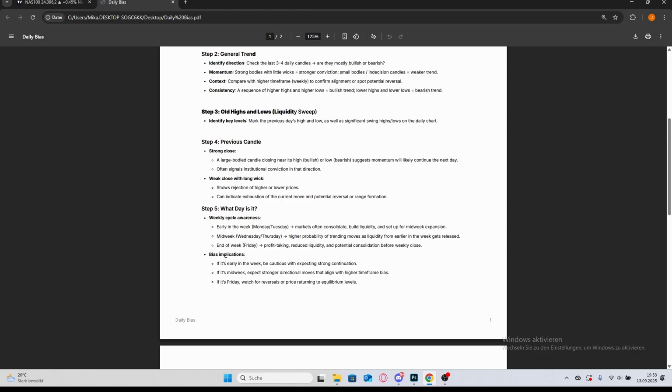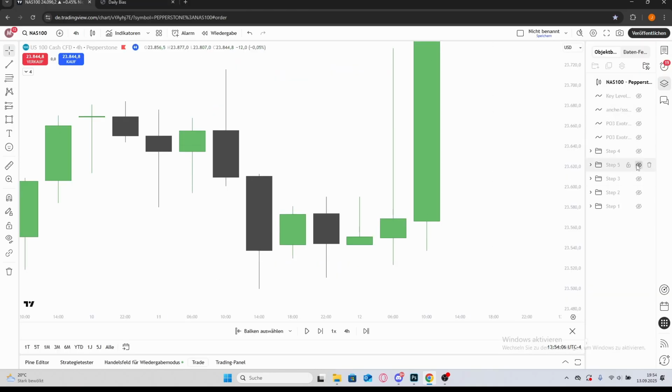Maybe set your TP a bit lower, like get out early. If it's midweek, you can expect stronger moves, directional moves, reversals, manipulation. You can go for the full swing. And on Friday, watch for reversals, price returning to equilibrium levels, stuff like this. Don't focus too much on predicting based on what day it is, but just try to keep it in your mind. So I prepared a nice example here.